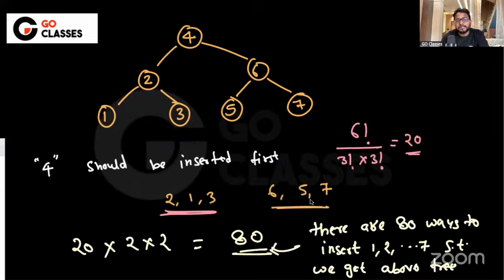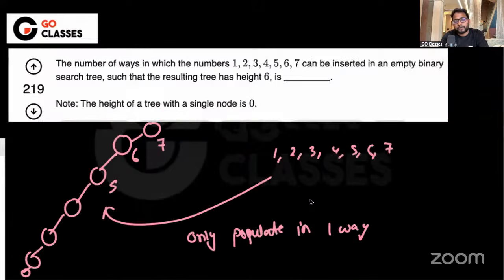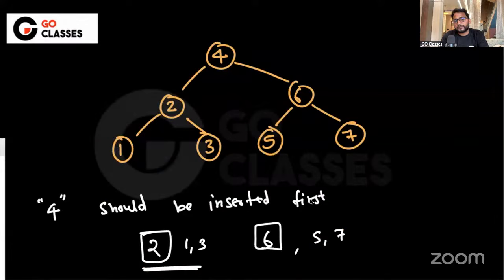This is a little trickier question than the earlier one. The earlier ones were also tricky: the total number of possible ways to get the maximum height, or to get the skewed tree or zigzag tree. But here they are asking to get the balanced binary search tree, or the perfect tree. How many possible ways are there? 80 possible ways.